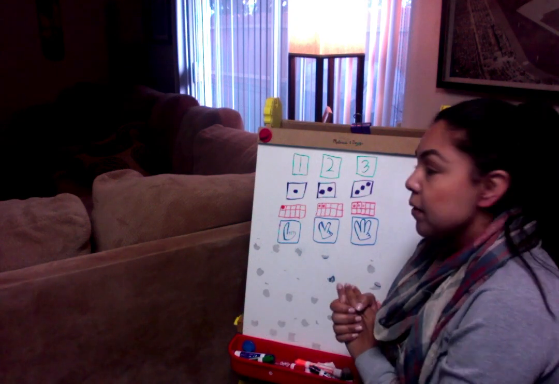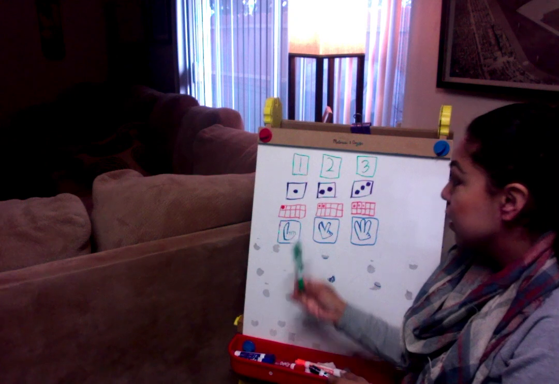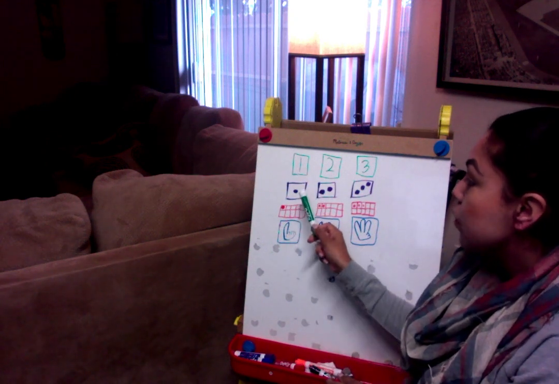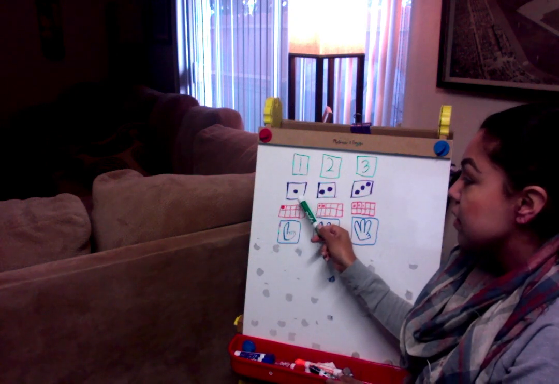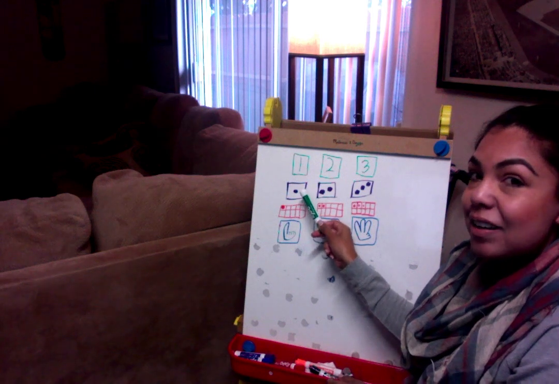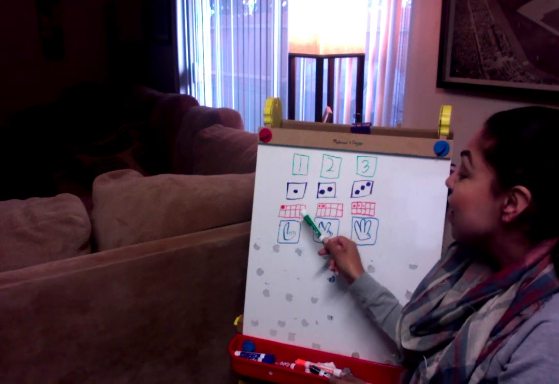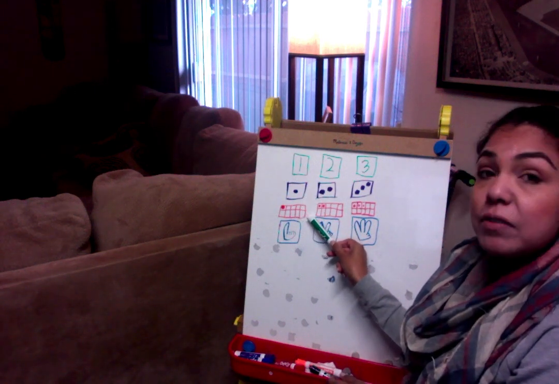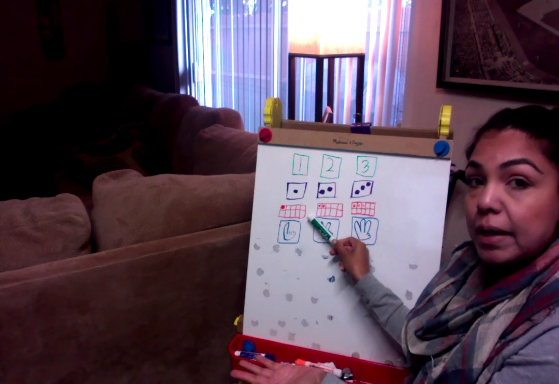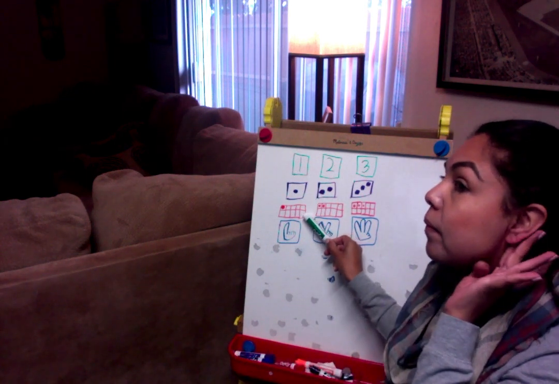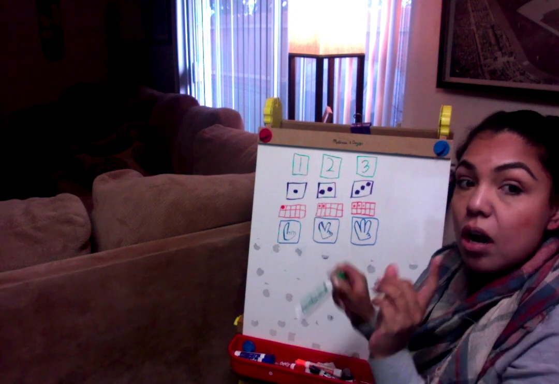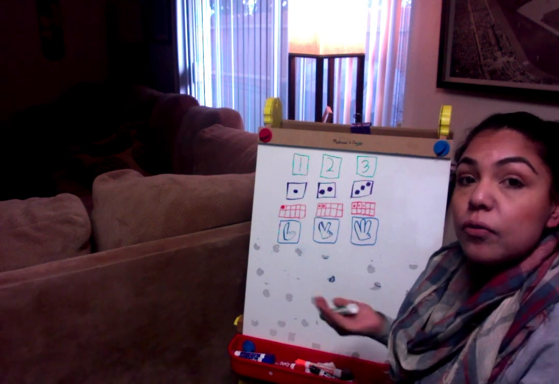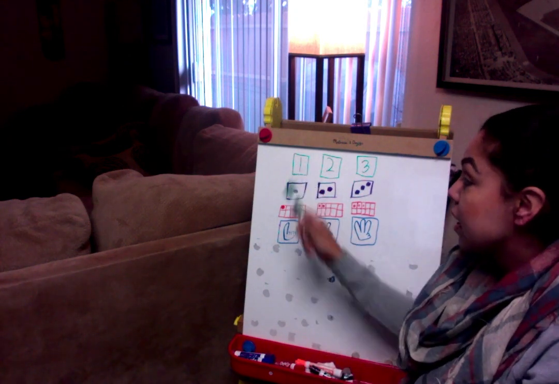So here we have, let's start with the number 1. If everyone can look at my number 1. We also have a dice. The dice says what number? Good, number 1. Also, which we have done in class before, we have 10 frames. Everyone say 10 frame. 10 frames are ways that we can also look for the number 1.